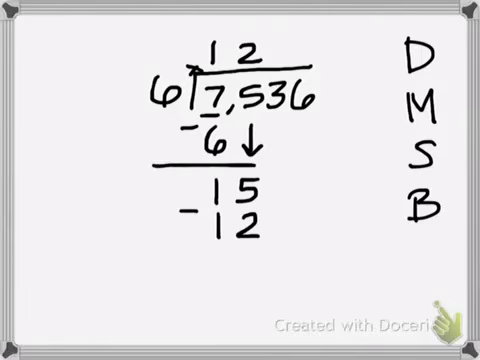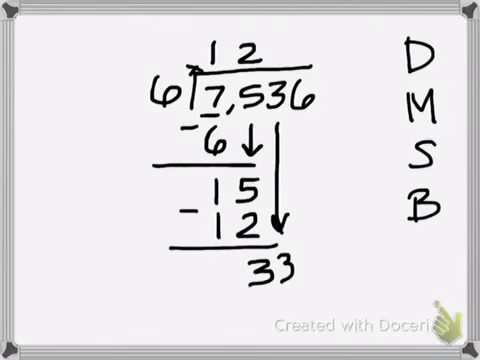The third step is subtract. I subtract 15 minus 12 and I get 3. The fourth step is bring down. Remember, draw the arrows because that'll help you keep your line straight. Bring down the 3. So now, how many times can 6 go into 33? Now I'm back at the top dividing again.